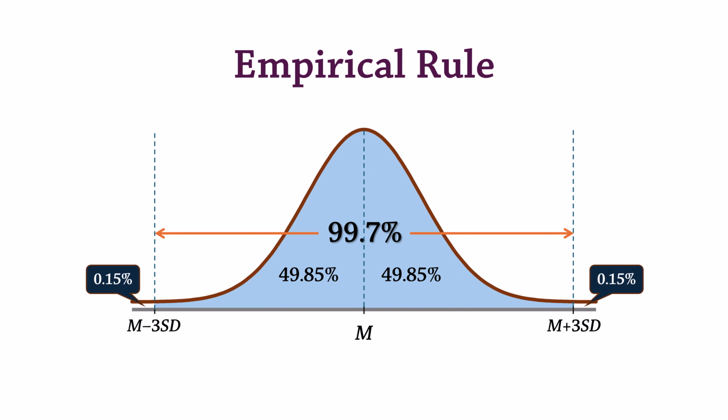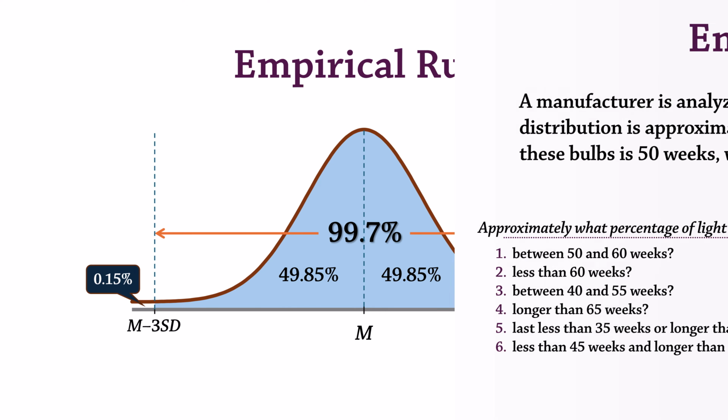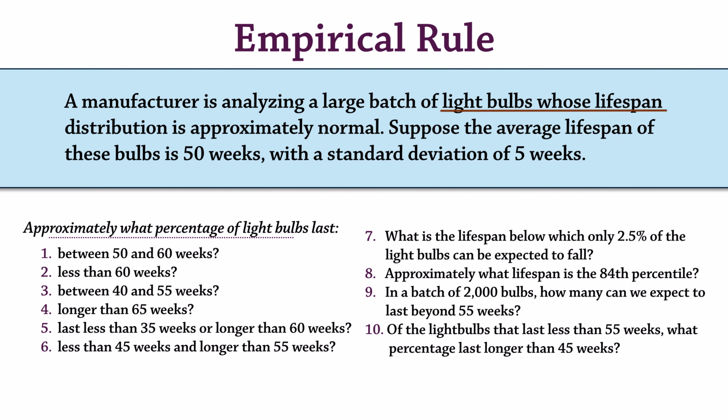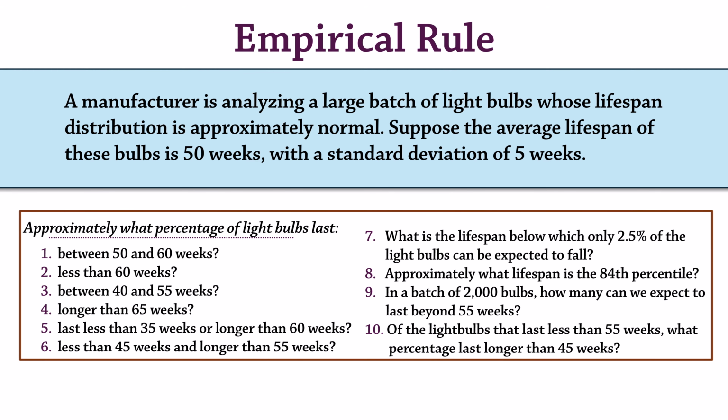Now consider this example where the lifespan of light bulbs is approximately normal with a mean of 50 weeks and a standard deviation of 5 weeks. We'll use this scenario to answer the following questions.